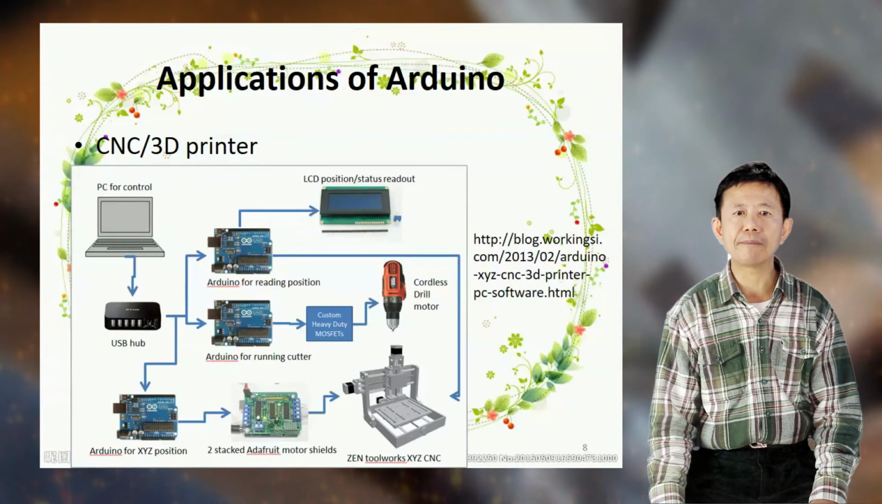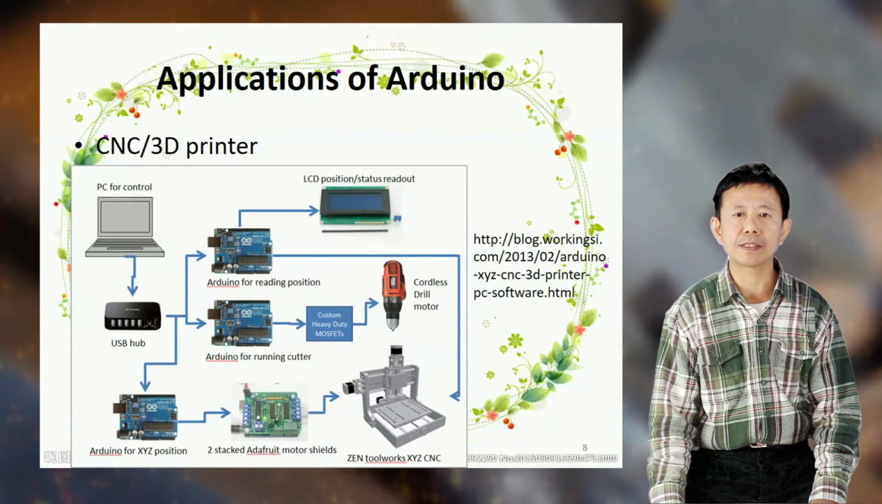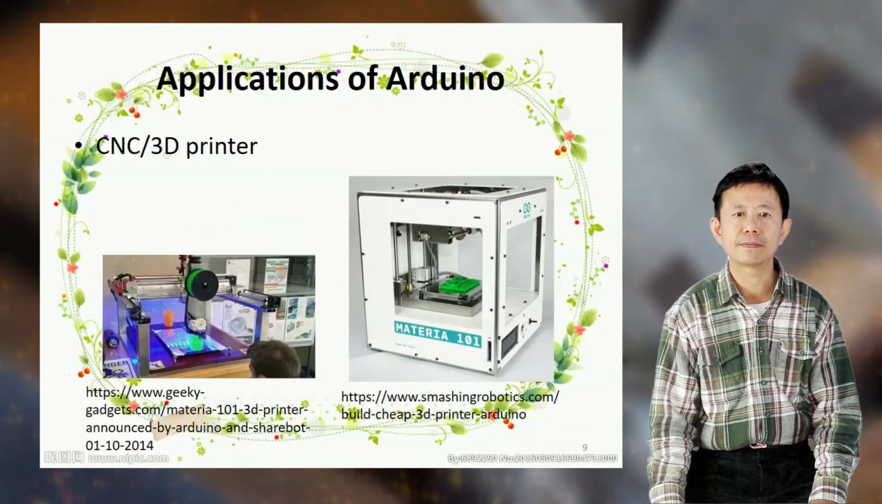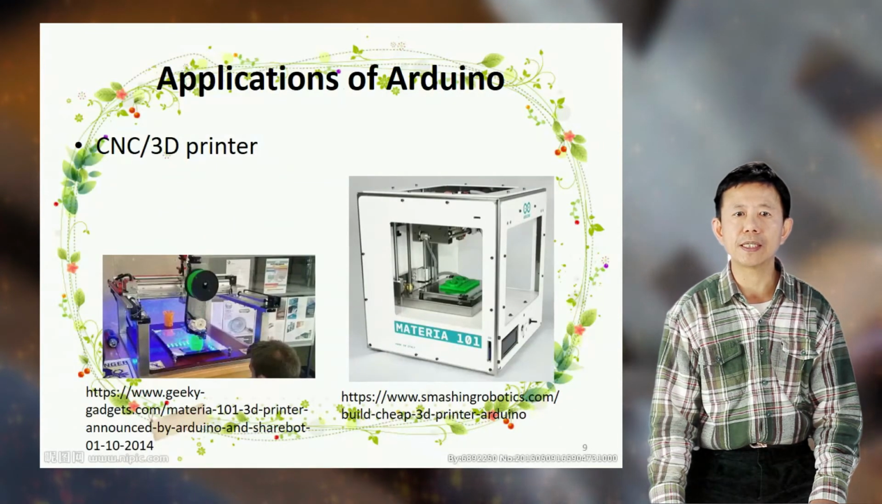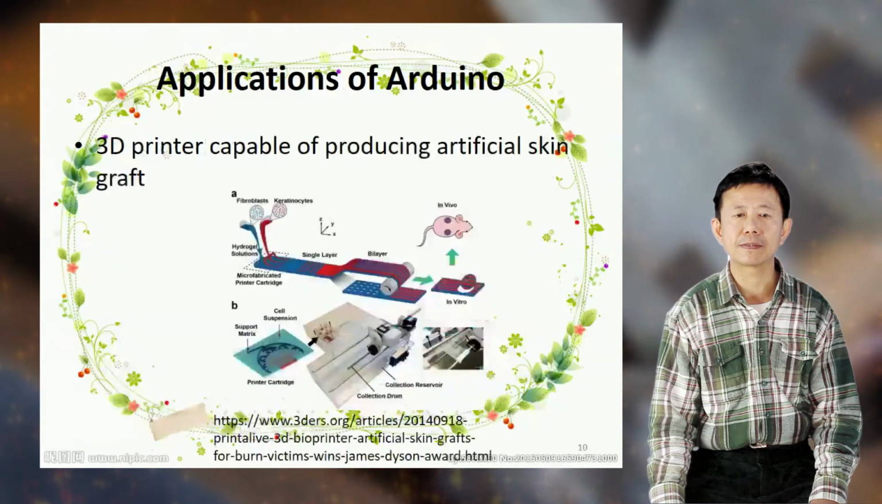Now, a much more complex Arduino project is shown in this slide. 3 Arduino boards are used along with necessary accessories to control XYZ motion and the spindle motor in a CNC or a 3D printer. This slide also shows CNC 3D printers. Particularly in the right-hand side is Arduino Materia 101. It is the first official Arduino 3D printer. It uses an Arduino Mega 2560 with a shield specifically made for controlling 3D printers.